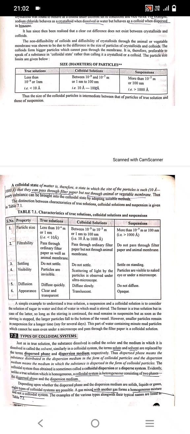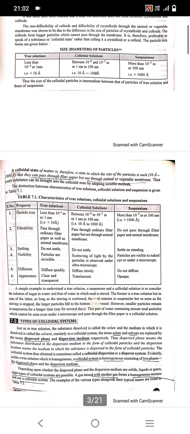Characteristics of true solution, colloidal solution and suspension. Properties: particle size, filterability, settling, visibility, diffusion, appearance. True solution: size less than 10 raised to the power minus 9 meter or 1 nanometer; passes through ordinary filter paper as well as animal membrane; does not settle; particles are invisible; diffuses quickly; clear and transparent.